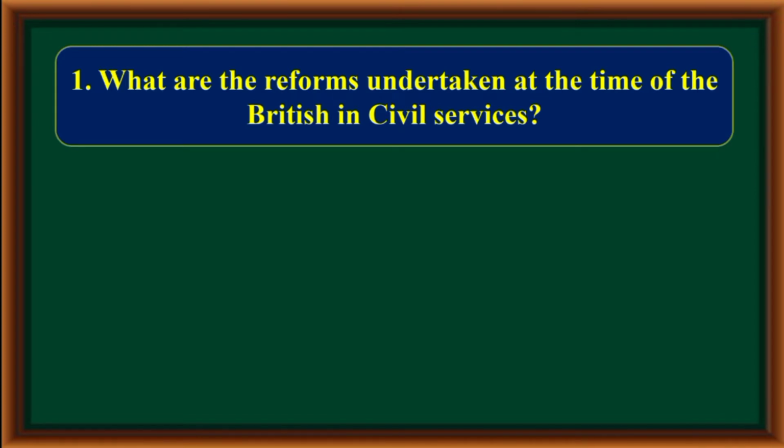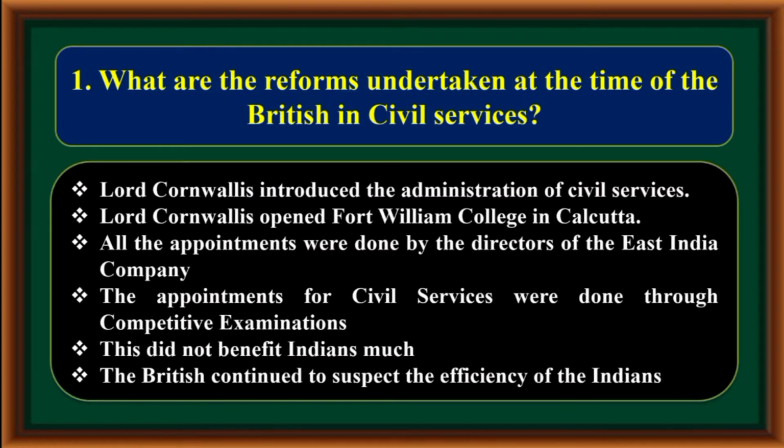First question, what are the reforms undertaken at the time of the British in civil services? Lord Cornwallis introduced the administration of civil services. He opened Fort William College in Calcutta. All the appointments were done by the directors of the East India Company.